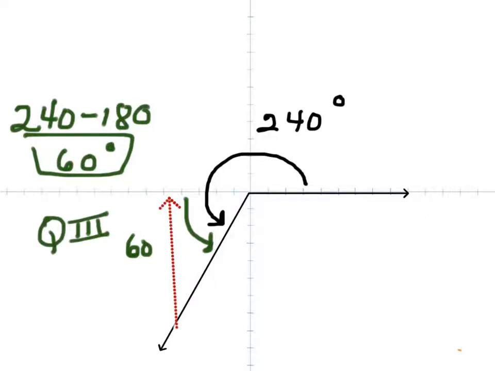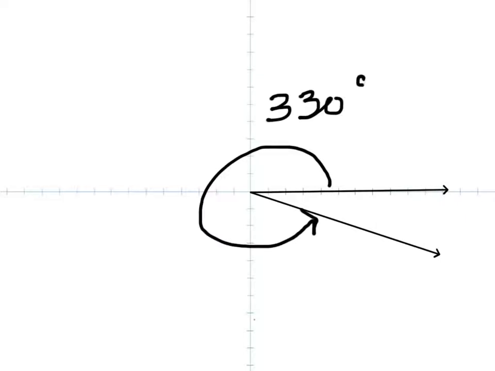And it is in quadrant 3. That's going to become important towards the end of this video. All right, so now we have one that is 330 degrees. It's in the 4th quadrant.